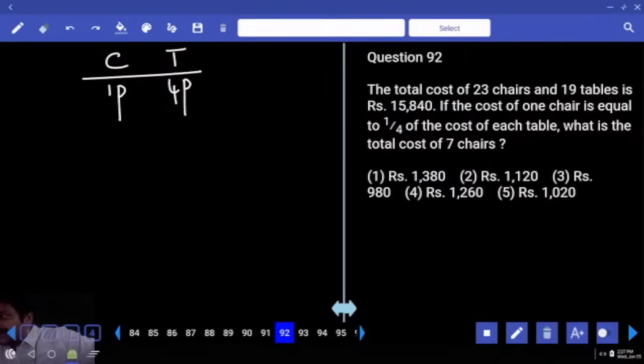Correct? Answer should be 7 multiple. Second option is 7 multiple. Fourth option is also, third option is also 7 multiple. Multiple options are there. We have to solve. Understood? Right.